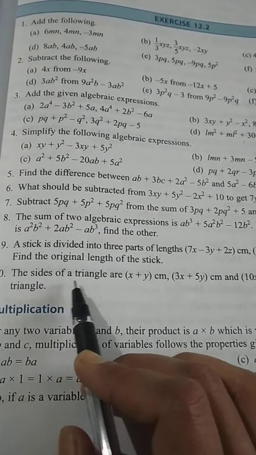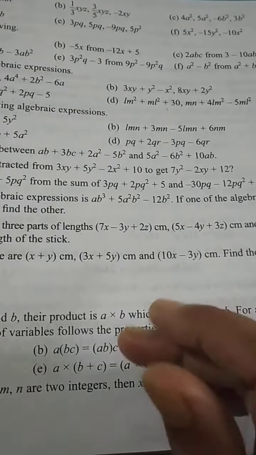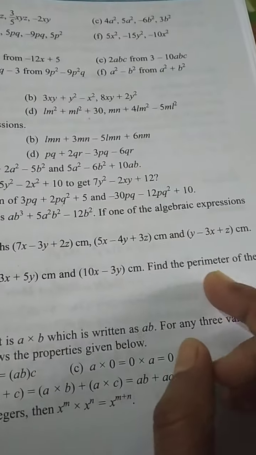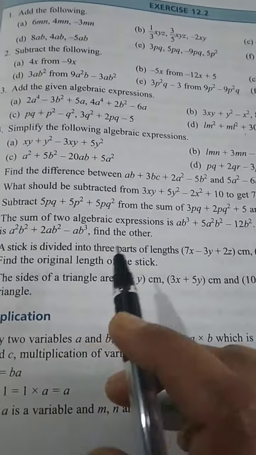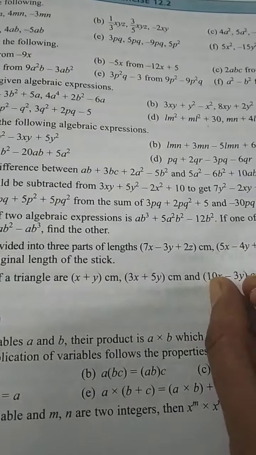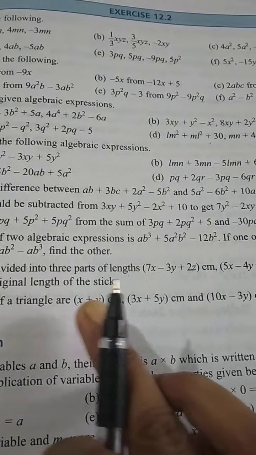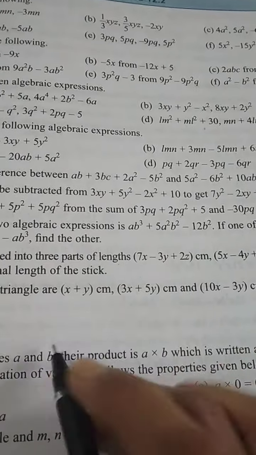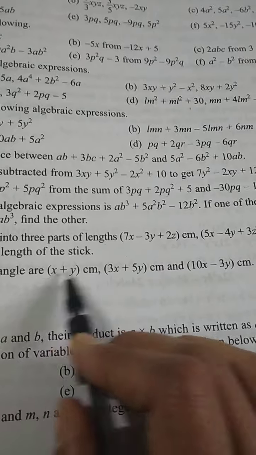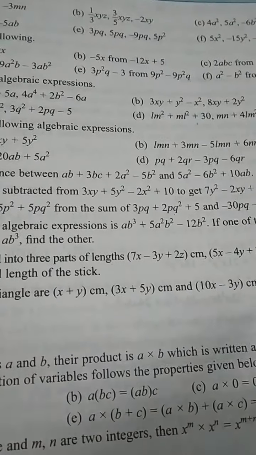Question number 10. The sides of the triangle are this and this. Three sides of a triangle are given. You have to find out the perimeter of the triangle. Perimeter is equal to what? Sum of the sides. So in this also you have to find out the sum of these three expressions. This plus this plus this. X together you will add, y together.